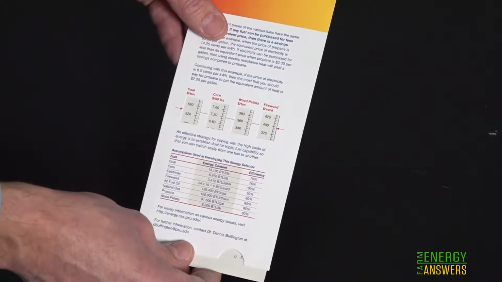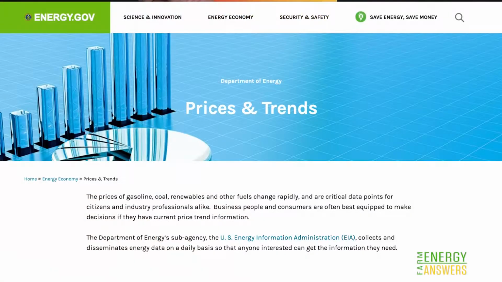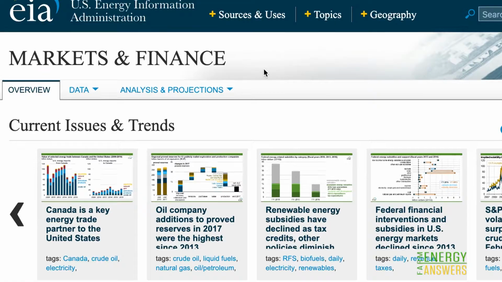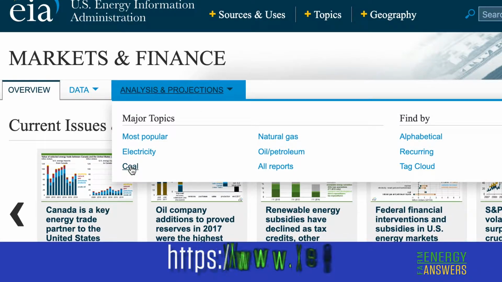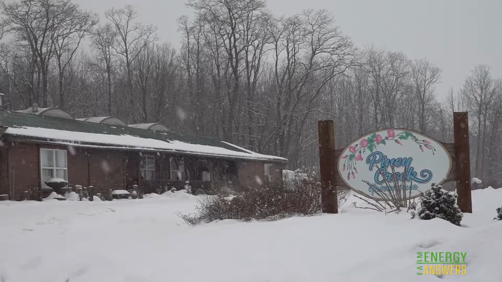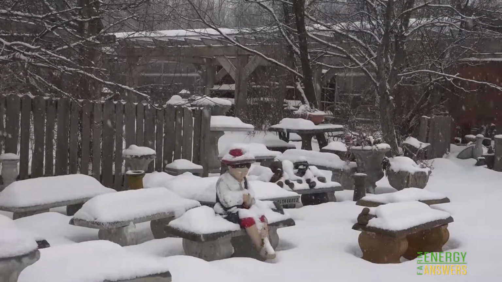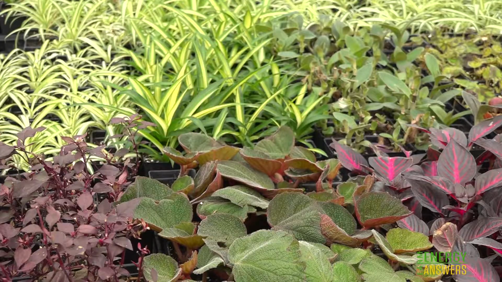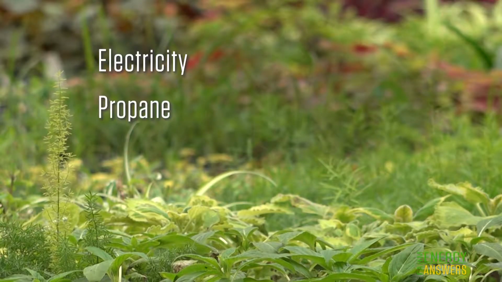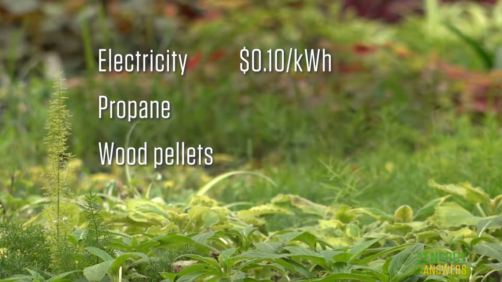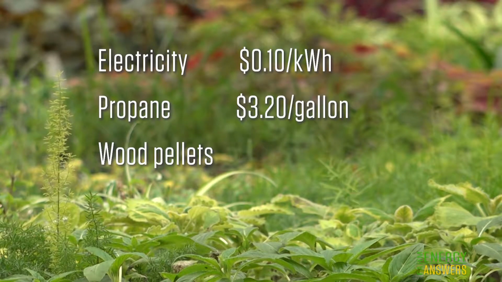So, how do you use this device? First, look up the current costs of the fuels you are considering. Checking your own utility bills is probably the easiest place to find this information, but there are some good online sources of energy costs as well. For the purpose of this example, let's say that you are a greenhouse grower who needs to provide winter heat to the greenhouse, and the 3 heating options you are considering are electricity, propane, and wood pellets. Electricity is about 10 cents a kilowatt hour, propane is $3.20 per gallon, and wood pellets cost $200 per ton.